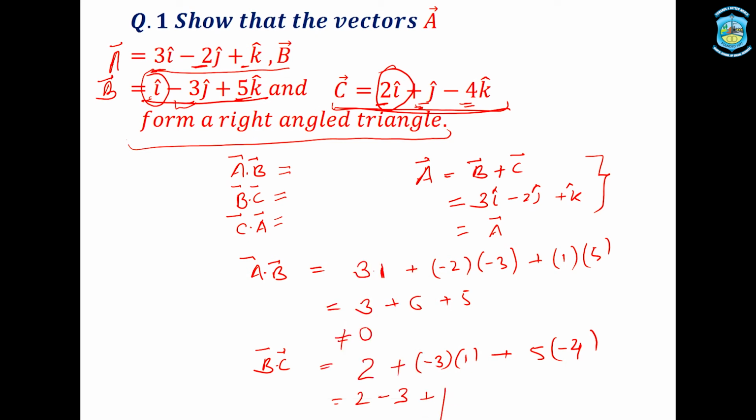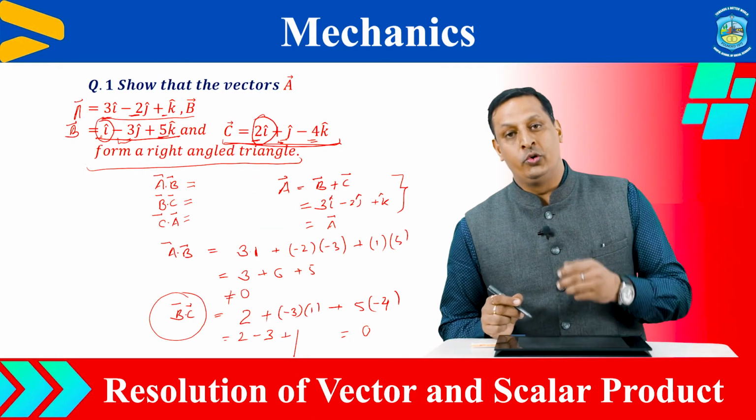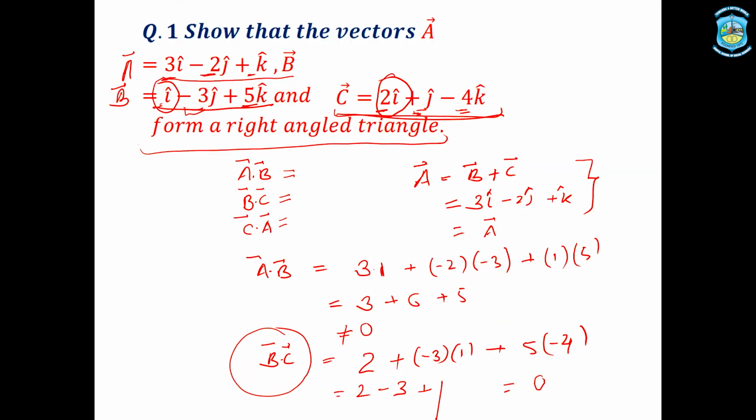Then plus 1 will be there, then this will definitely be equal to 2 plus 1, that is 3, and 3 minus 3 will be equal to 0. So it is proved here that the dot product between B and C is equal to 0. It means they are perpendicular to each other. So both conditions for the formation of a right angled triangle are satisfied by these three vectors. Hence, they are definitely forming a right angled triangle.